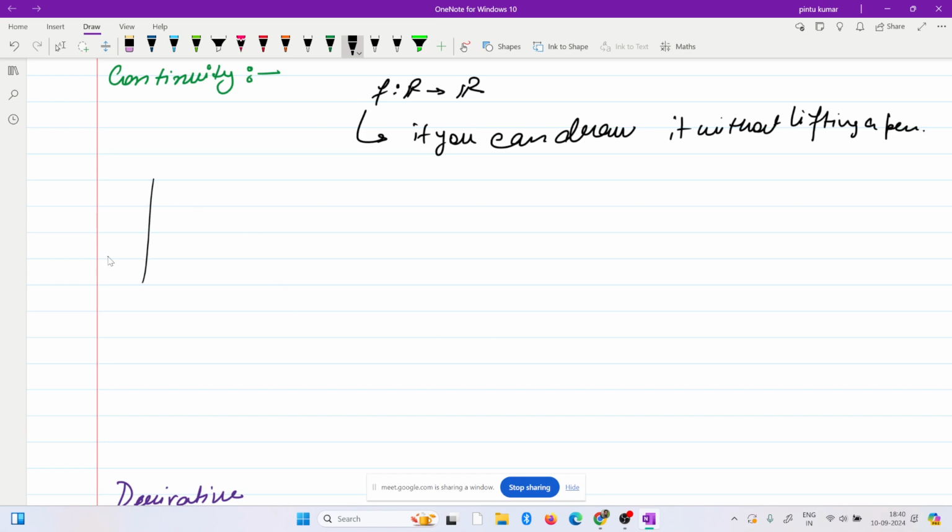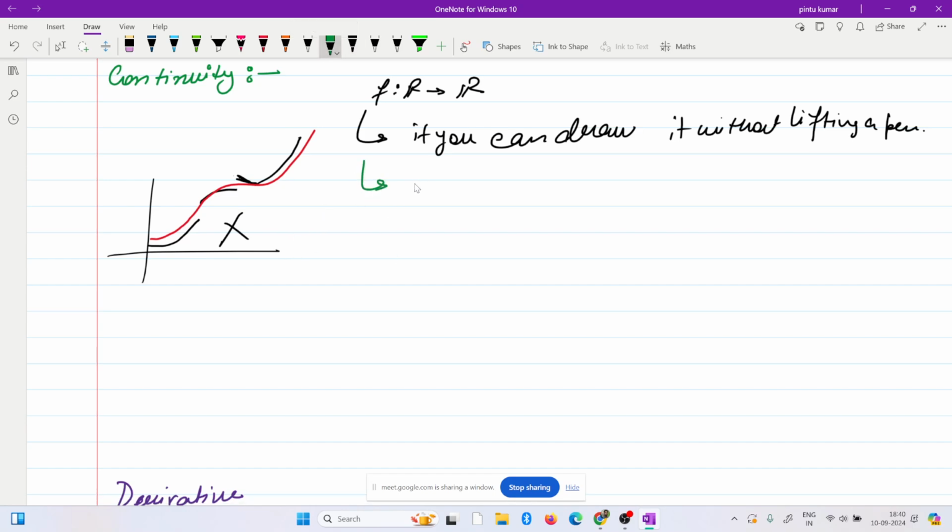For example, let's look at this function. It starts here and then suddenly jumps here and then goes like this. If your function has this kind of property, that it is suddenly jumping, then it's not continuous. It should be a smooth function. It can be drawn with just a pen.